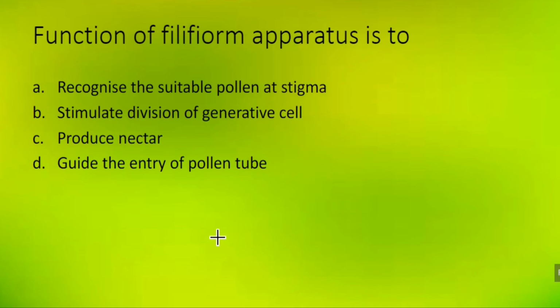Function of filiform apparatus. Filiform apparatus means, suppose this is the embryo sac. We know antipodals are there. Then here we have the egg apparatus consisting of 2 synergids and 1 egg cell. Inside this there is a flame-like or finger-like structure that is called a filiform apparatus. Their function is to guide the entry of the pollen tube.